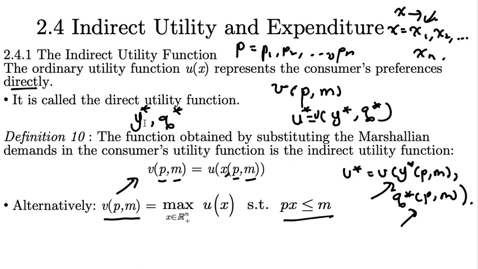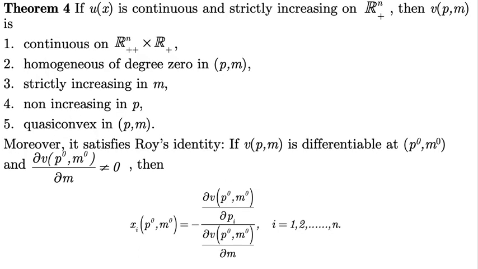So in summary, it is actually the maximized value of utility given prices and income. All right, now let's move to the next theorem, which is theorem number 4. And this theorem shows you some characteristics of the indirect utility function which are very pertinent.